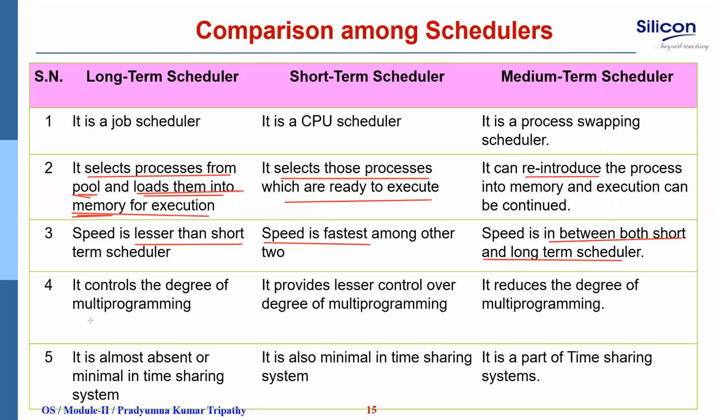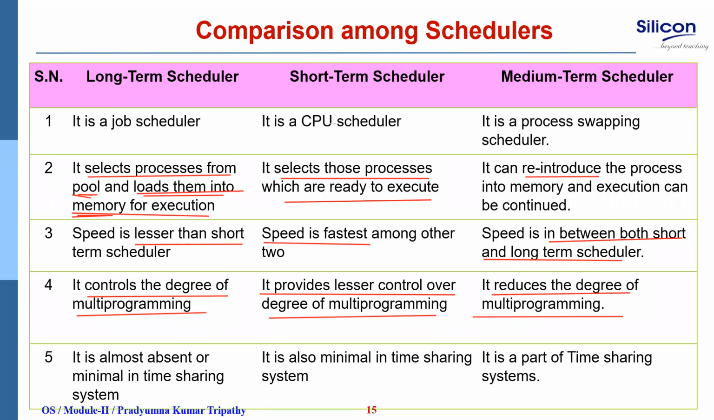It controls the degree of multi-programming. Who controls? The long-term scheduler controls the degree of multi-programming. The question might come: which scheduler controls the degree of multi-programming? Which scheduler is responsible for creation of a process? Which scheduler executes very frequently? Which scheduler selects a process from the ready queue? The short-term scheduler provides lesser control over the degree of multi-programming. And the medium-term scheduler is also used for reducing the multi-programming by taking processes into the secondary storage device.